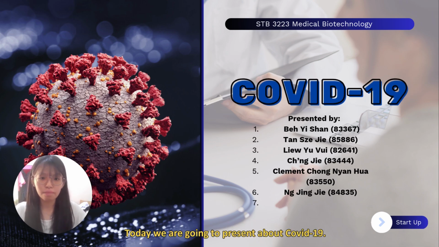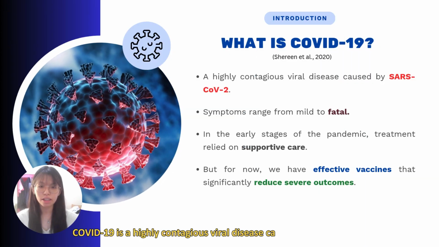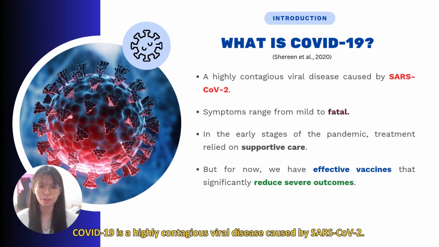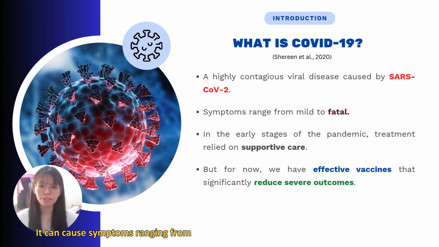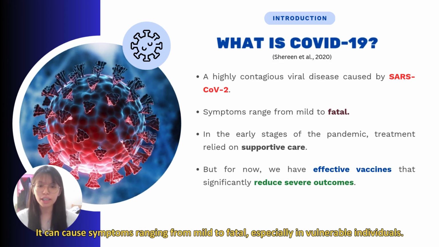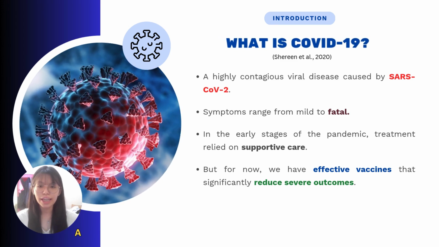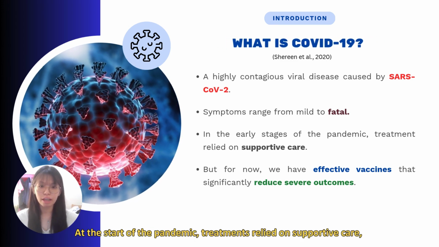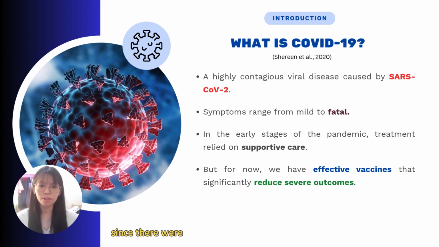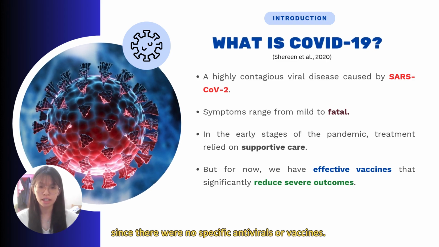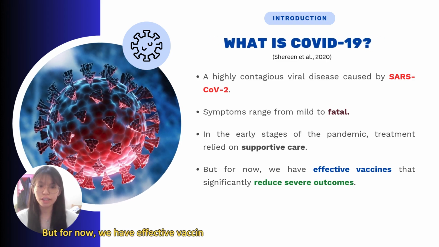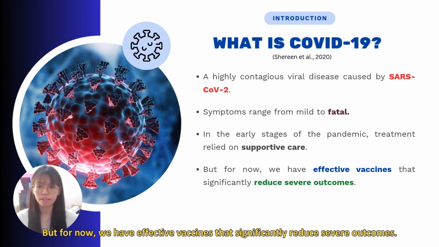Today we are going to present about COVID-19. COVID-19 is a highly contagious viral disease caused by SARS-CoV-2. It can cause symptoms ranging from mild to fatal, especially in vulnerable individuals. At the start of the pandemic, treatment relied on supportive care, since there were no specific antivirals or vaccines. But for now, we have effective vaccines that significantly reduce severe outcomes.